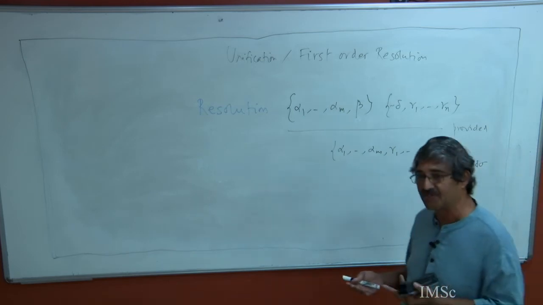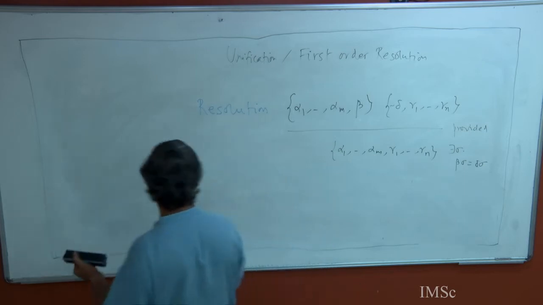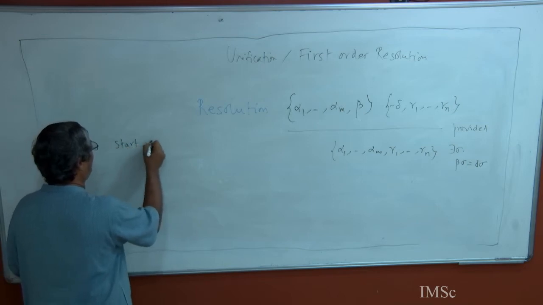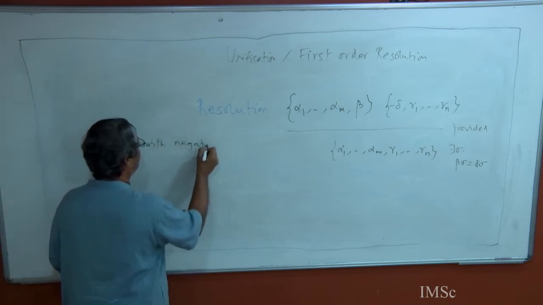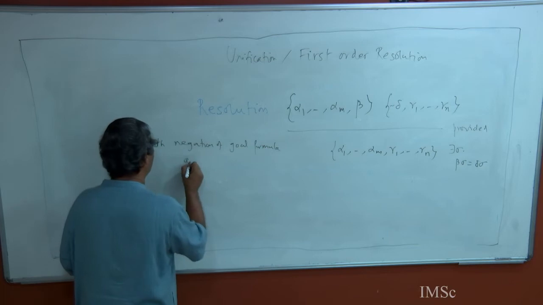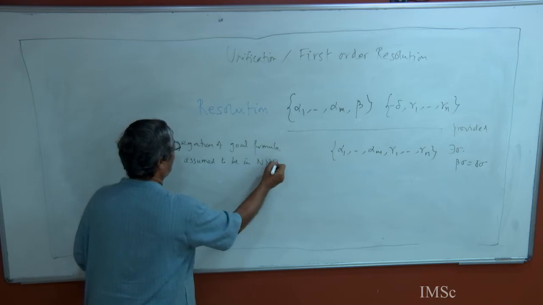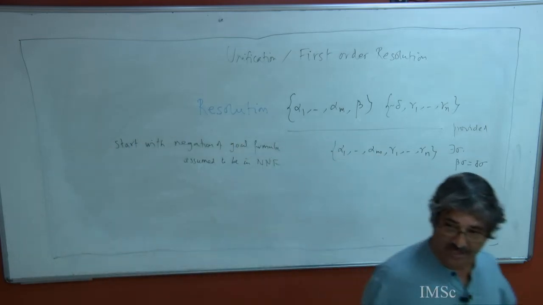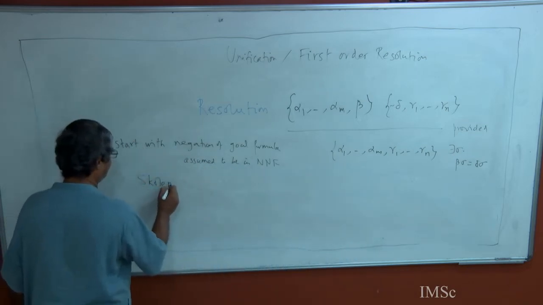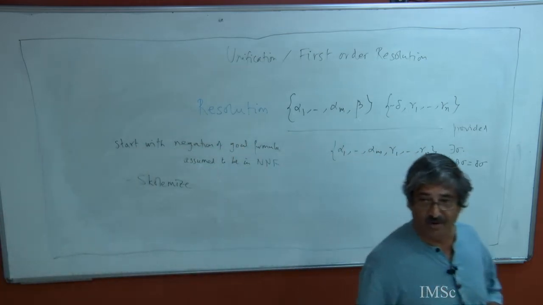This is because in the first order case, you start with the formula and you Skolemize the formula. So for first order refutation, again, you start with the negation of the goal formula, assumed to be in negation normal form. You push all the negations inside. Then the important thing, Skolemize. By Skolemization, what do we mean?